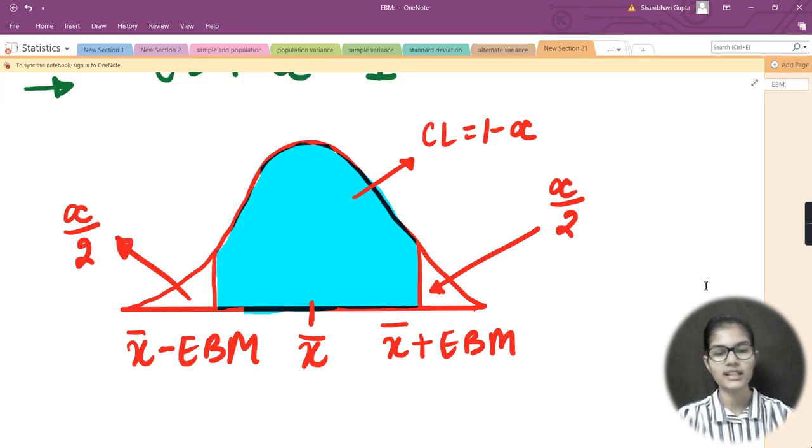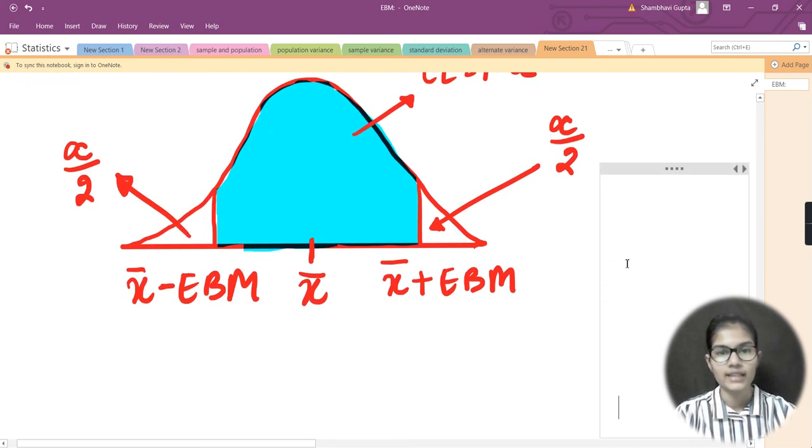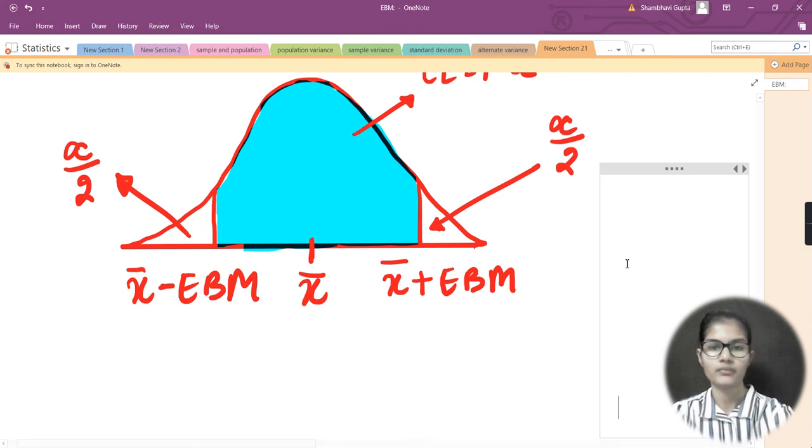So this is basically how we make the graph of the CL for constructing the confidence interval. Now we are left with the very last thing, and that is how to write a proper format of the last answer which we get, right? How to write that proper format?